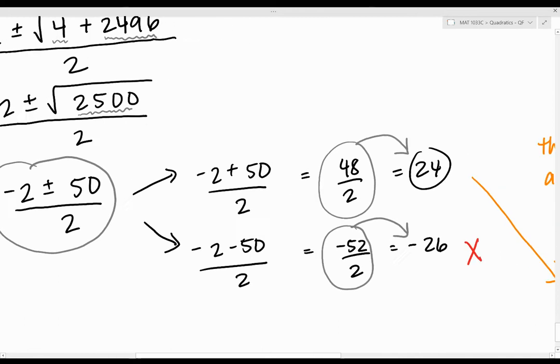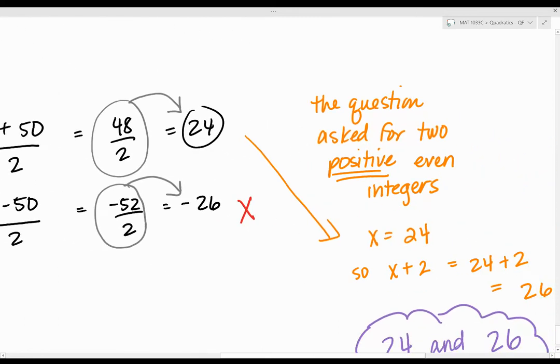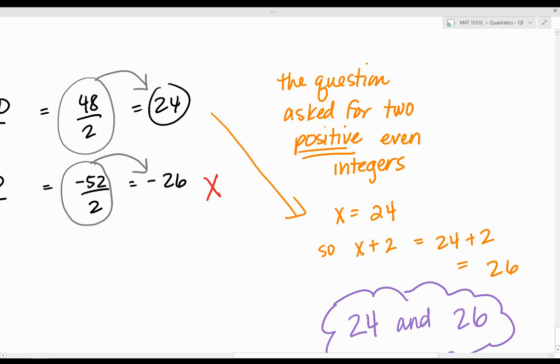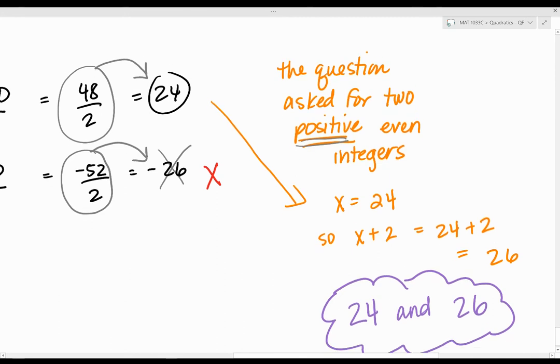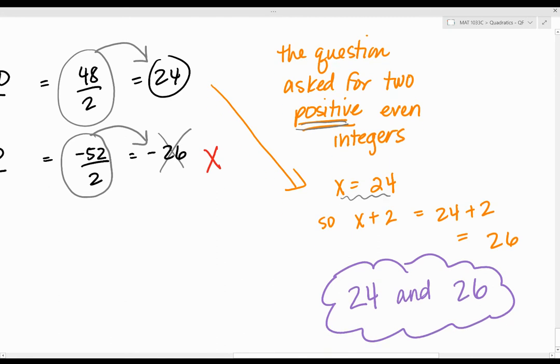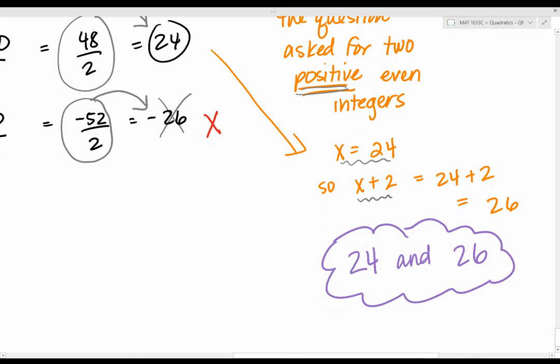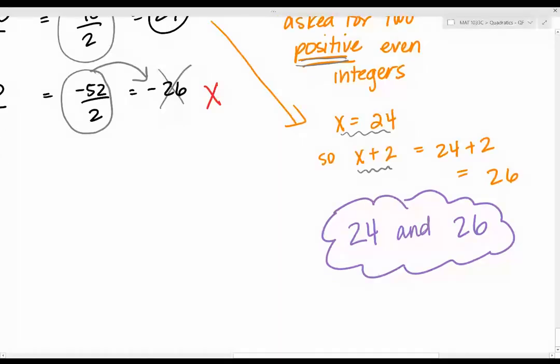Now, at this point, I have to be careful because my question asked for two positive even integers. The key word is that they needed to be positive. The two answers that I got were 24 and negative 26. So the negative 26 I have to throw out because it's negative. I keep the 24. Our two integers originally were x and x plus 2. So I just found x was 24. If I add 2 to it, 24 plus 2, that gives me 26. So my two positive even integers are 24 and 26.